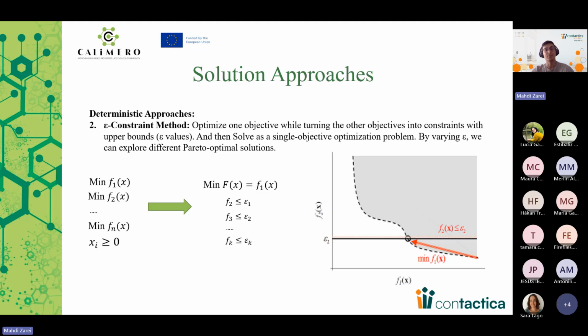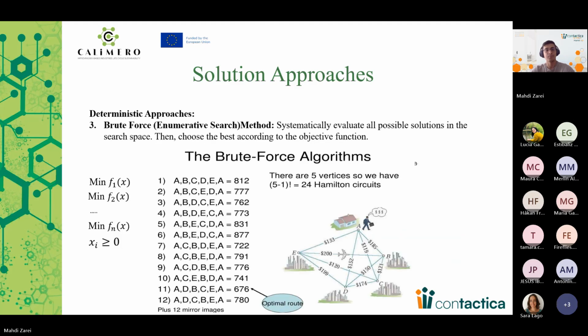However, we also have some downsides with the previous method. You need to know what limits make sense, and it takes a lot of time to build a full Pareto front, especially when you have a big problem. So it is not recommended to use the epsilon constraint for big optimization problems.